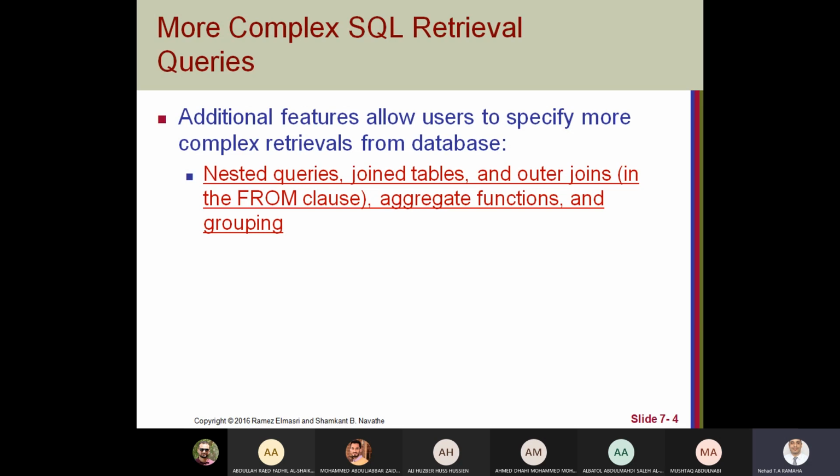Before that, we spoke already about single queries. Today we will speak about nested queries, joins between tables, inner join and outer join, aggregate functions and grouping, and different types of clauses like the having clause, group by, and many others.